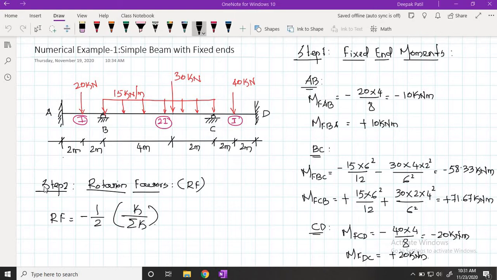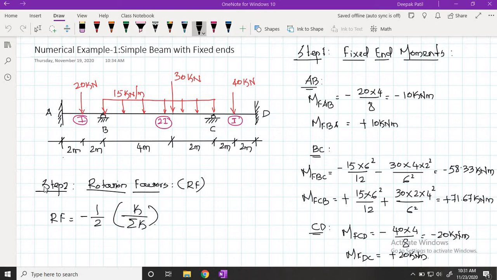Now you have been asked to analyze this simple beam using Kani's method, which means you have to draw the shear force diagram and the bending moment diagram. The beam has three spans AB, BC and CD. AB is 4 meters, BC is 6 meters and CD is also 4 meters. AB has a load of 20 kN at the center.